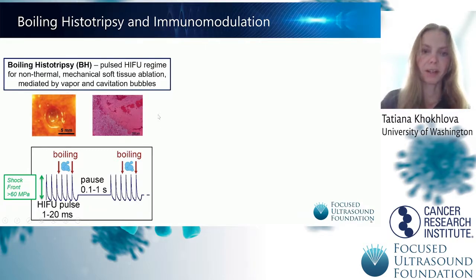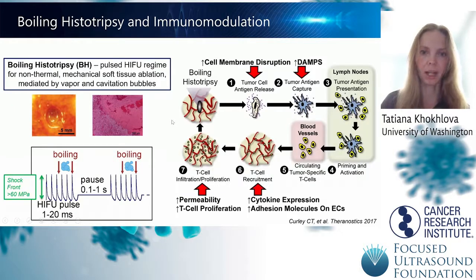So hypothetically, what can this regime do to alter immunological status of a tumor following its ablation? I borrowed this very helpful diagram from this review, and each of those aspects has been to date demonstrated in one or the other preclinical study. So following boiling histotripsy, all the intracellular or extracellular antigens contained in the tumor are released into extracellular space, which increases the access to tumor antigens and promotes cell infiltration into those antigens.